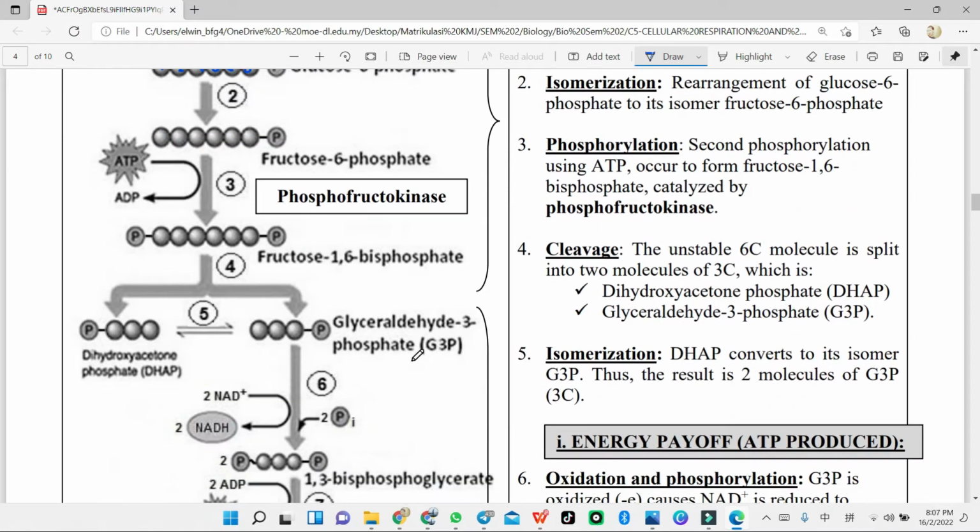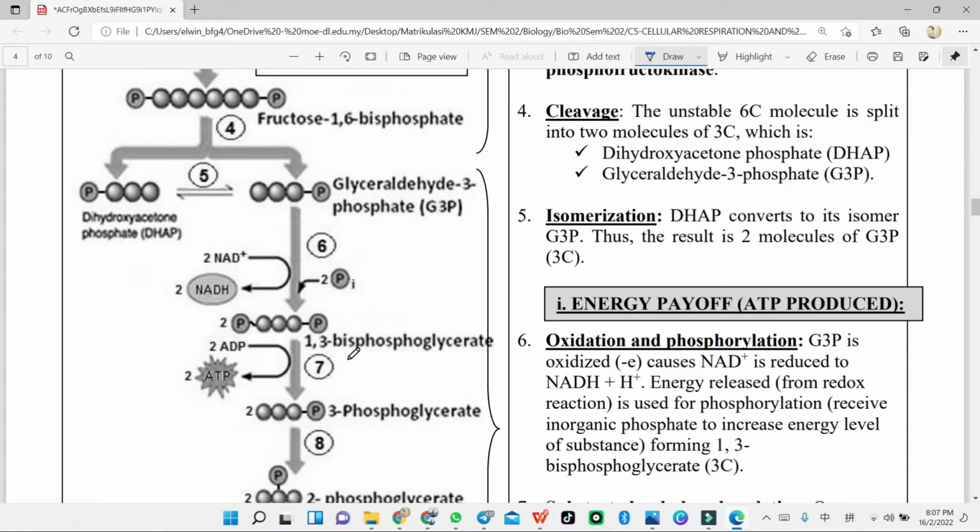And the next one is cleavage. Cleavage is breaking one molecule down into two separate molecules. In this one it is equal, dividing the 6 carbons into 3 and 3 in 2 other molecules. The first one is dihydroxyacetone phosphate, which is called DHAP. This one is not very stable, so it will undergo a process called isomerization to become glyceraldehyde 3-phosphate, so it becomes G3P. And the other one is also G3P, so we have 2 G3P.